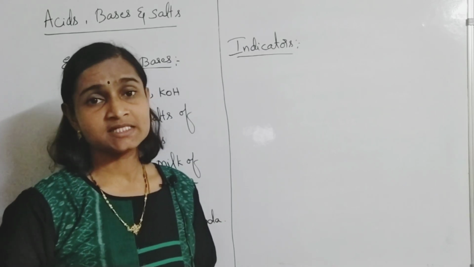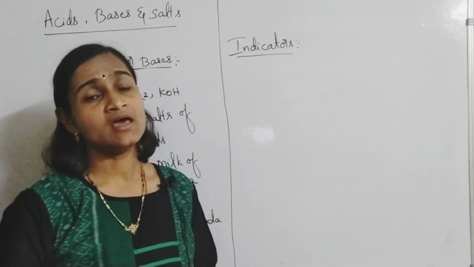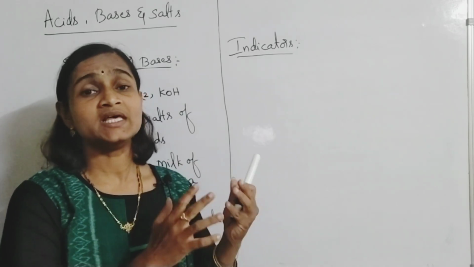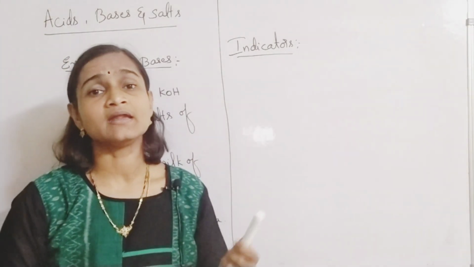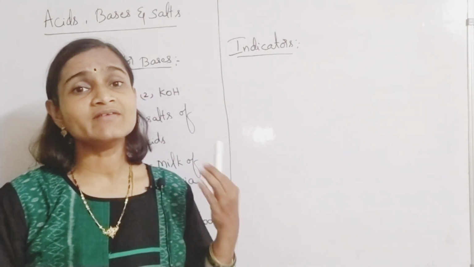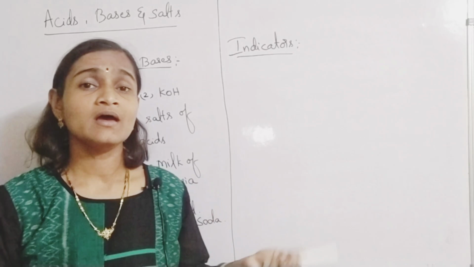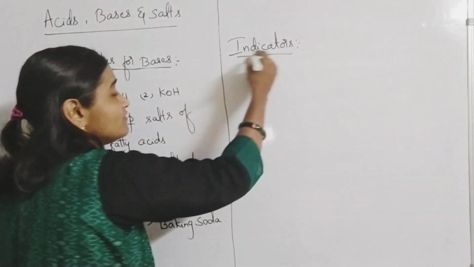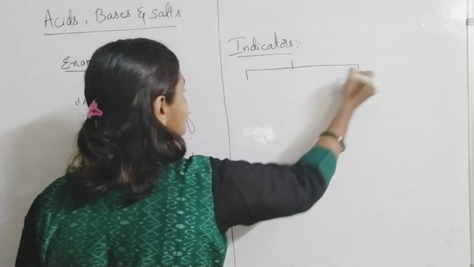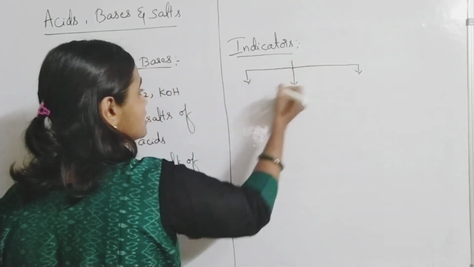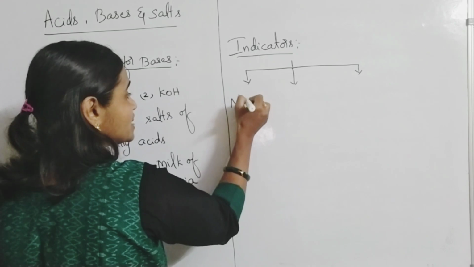Indicators are the substances which are used to identify whether a given substance is acidic or basic. In the name itself it is there, indicator. It indicates whether the given substance is acidic or basic. So three types of indicators are there. The first type are what? Natural indicators.